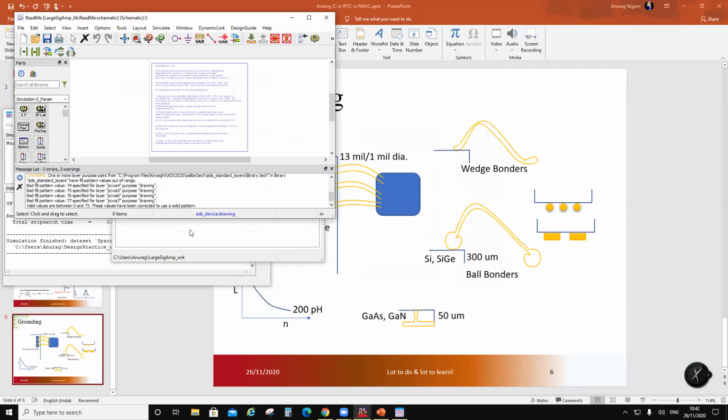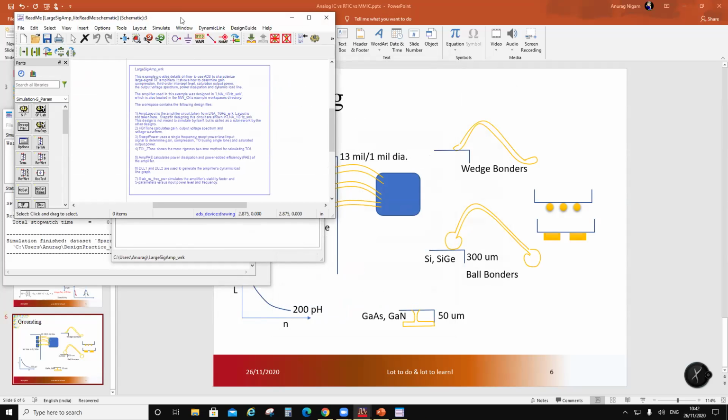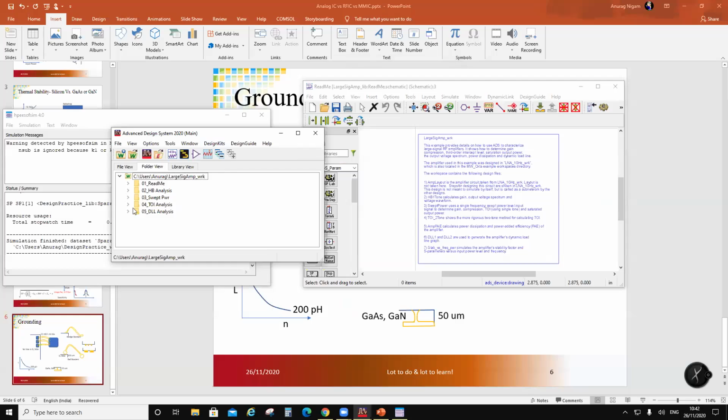Don't worry about these bad filter vias and all that. This is an example which has been there since ADS was there, since it was HP stuff. Let me try to show you this schematic.